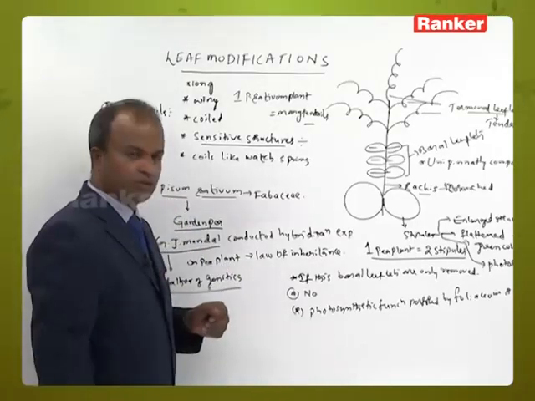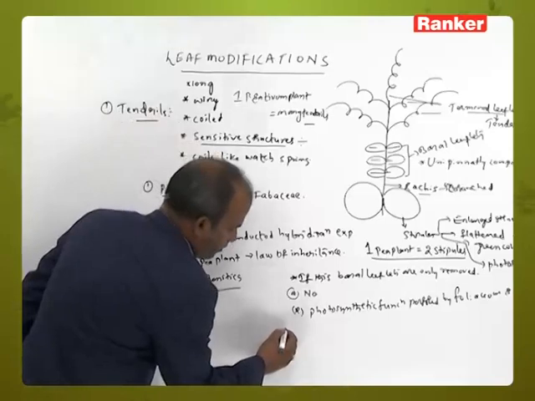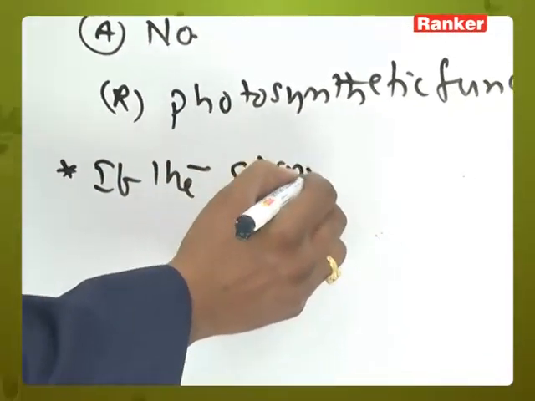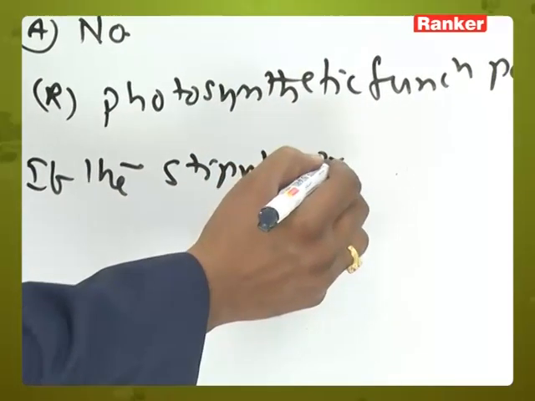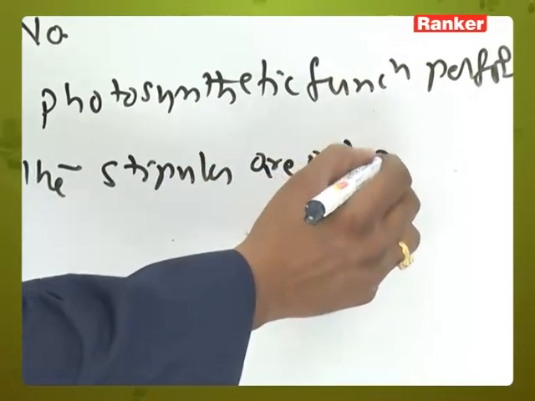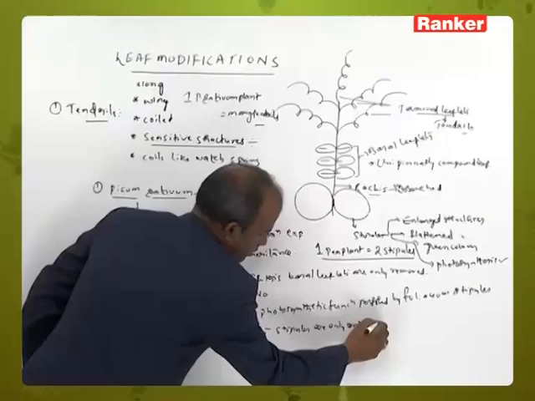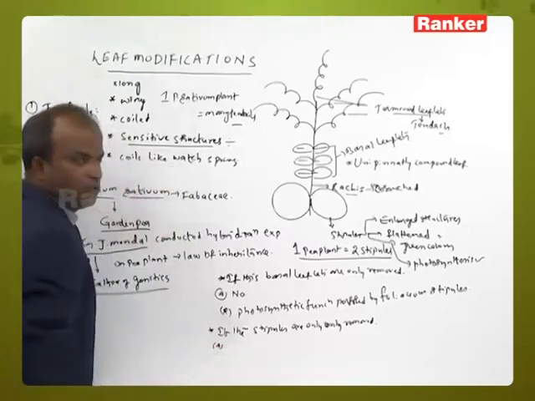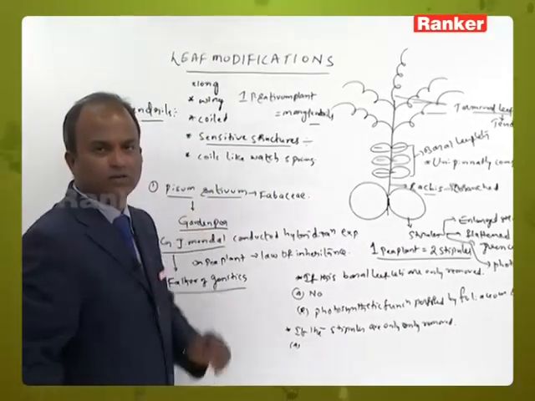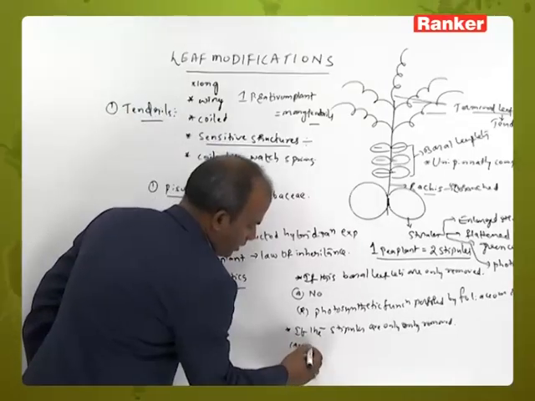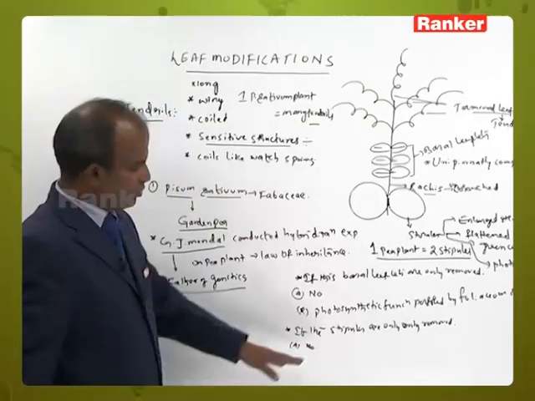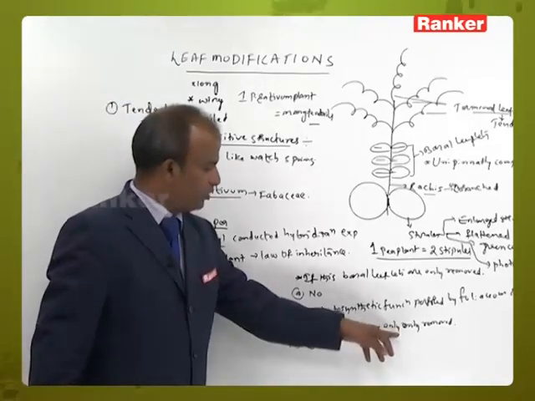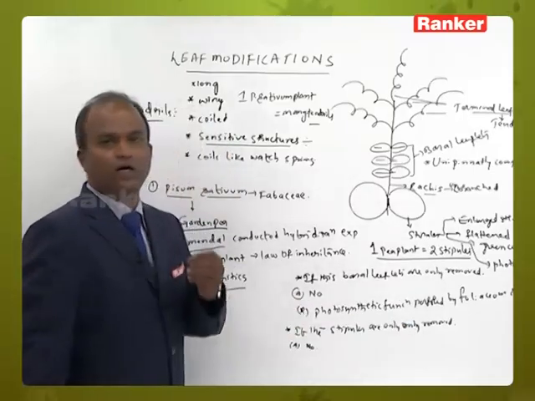Same question here: if only the stipules are removed, what happens to this plant? Will it undergo death or not? Here the plant will not undergo death. That means the plant will not die if only these foliaceous stipules are removed.